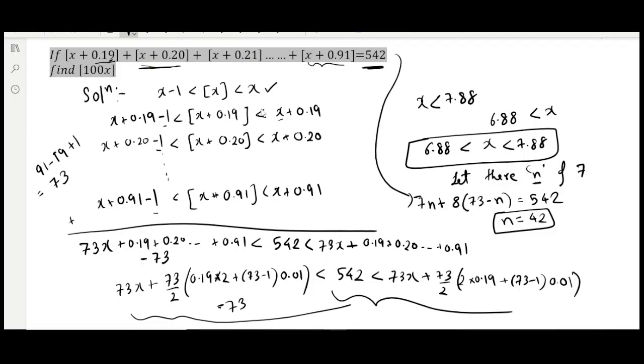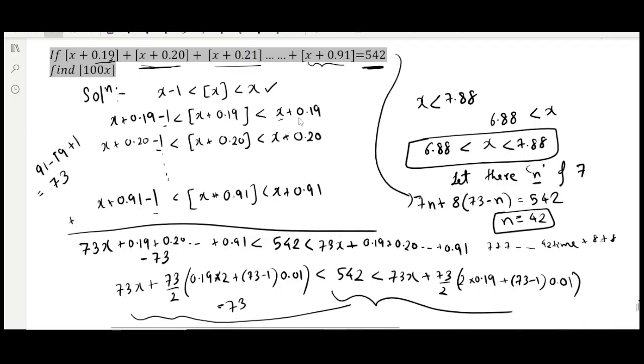So what we get here, that n is equal to 42, means that there are 42 terms which are 7 here. So if we check the 42nd term of this, it means there are 7 7 7 up to 42 times, and then the remaining 73 minus 42 terms are 8 8 8 8. Let me go to the second page for the calculation.